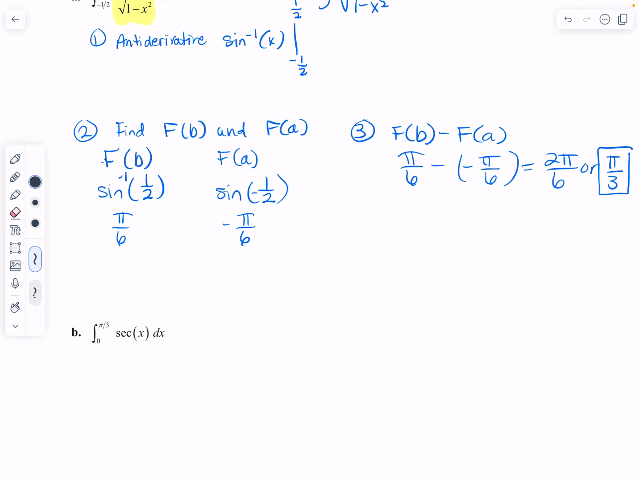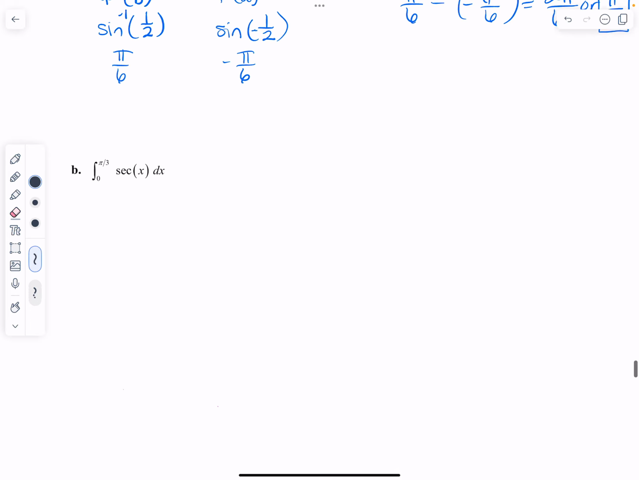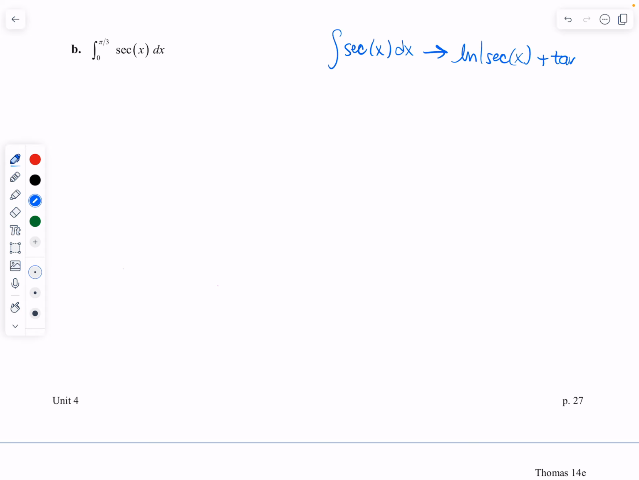And finally, I think this is the last one of the section. We have another trig function where we're asked to find the integration from 0 to pi over 3 of secant x. So the rule for this, the integration of secant x dx, gives us ln of the absolute value of secant x plus tangent x. Okay, that is the rule. All right. So, 1, the antiderivative.